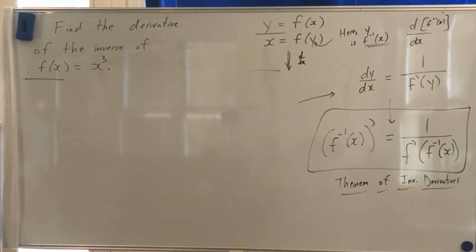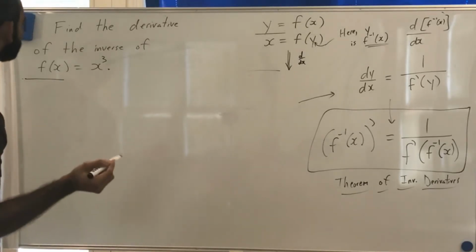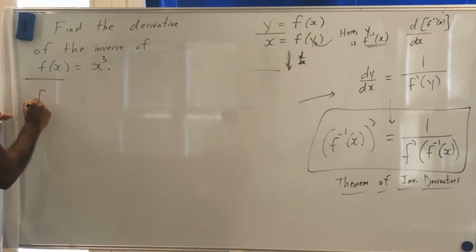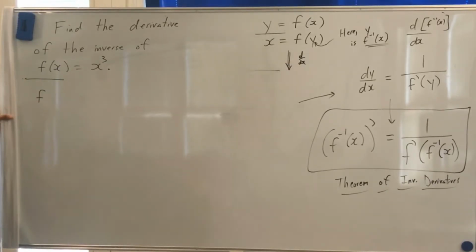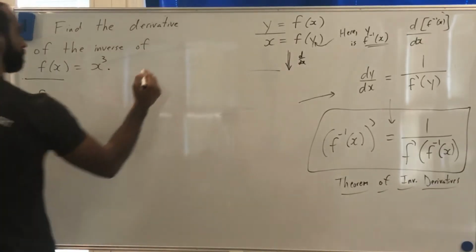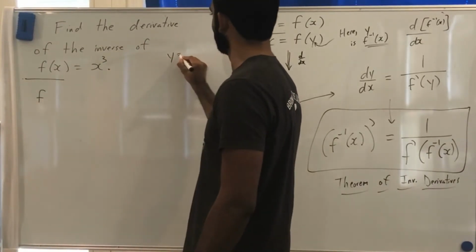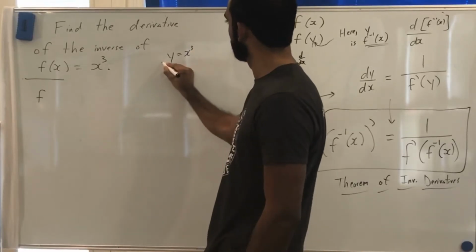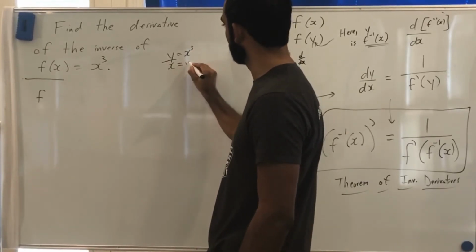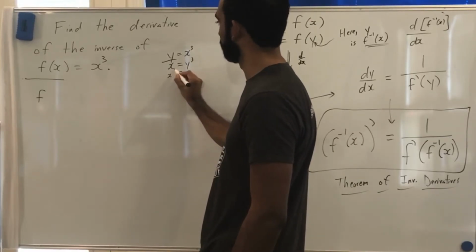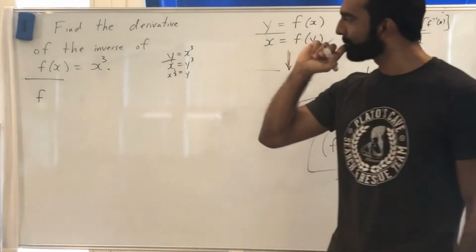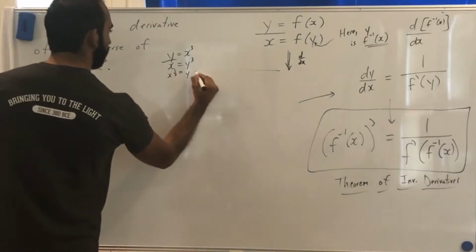Let's start by finding the inverse function of this. What's the inverse function of x to the third power? The cube root of x? Yeah. So algebra method, y equals x cubed. Swap x's and y's. X equals y cubed. Y equals x to 1/3. Yes, sir. And that is our f inverse.